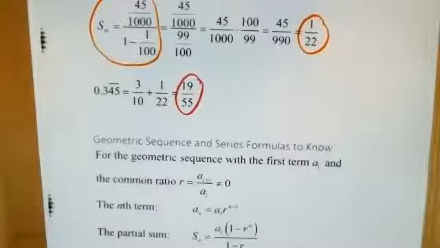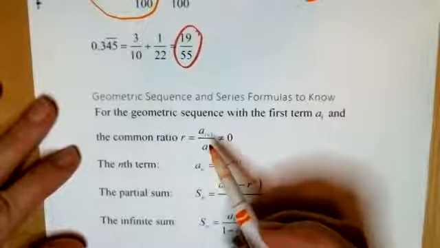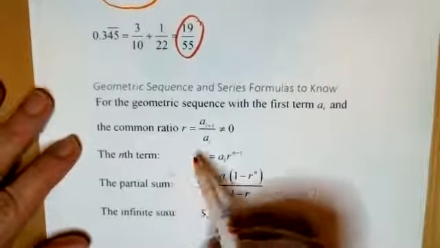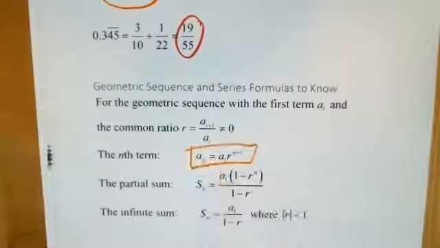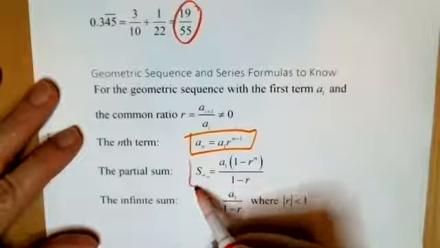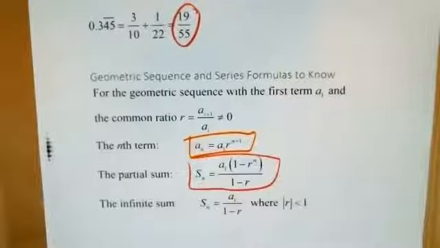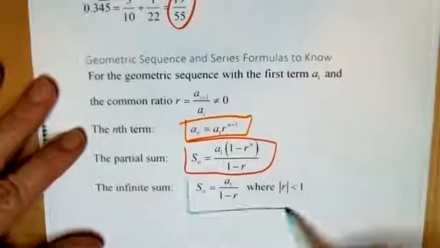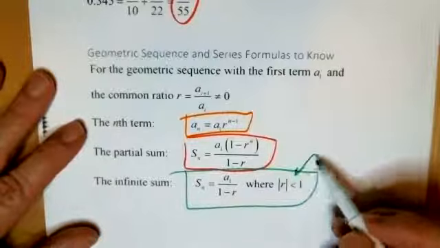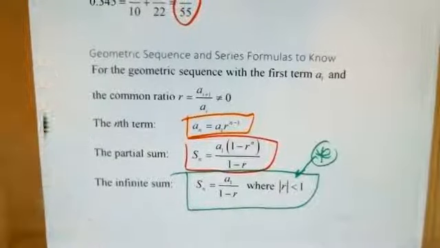So for geometric sequences and series, the formulas that you have to know, obviously you have to know how to get the common ratio. You need to know how to get the nth term. You need to know how to get the partial sum. And now you need to know how to get the infinite sum and when you can get the infinite sum. If it doesn't fit the criteria for that common ratio, then you can't use it.